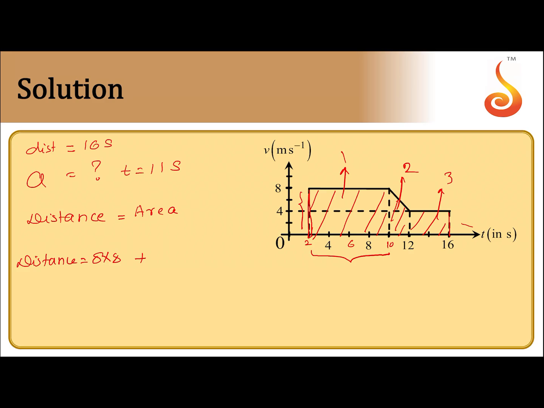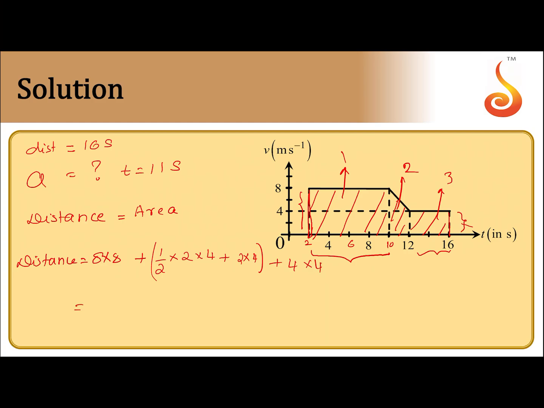Area of the second part is the area of a triangle plus a rectangle. Area of the triangle is half into the base of this triangle, which is 2, into the height of the triangle, which is 8 minus 4, so 4, plus area of the rectangular part, 2 into 4, plus area of the last part. This is of side 4, so 4 into height is again 4.